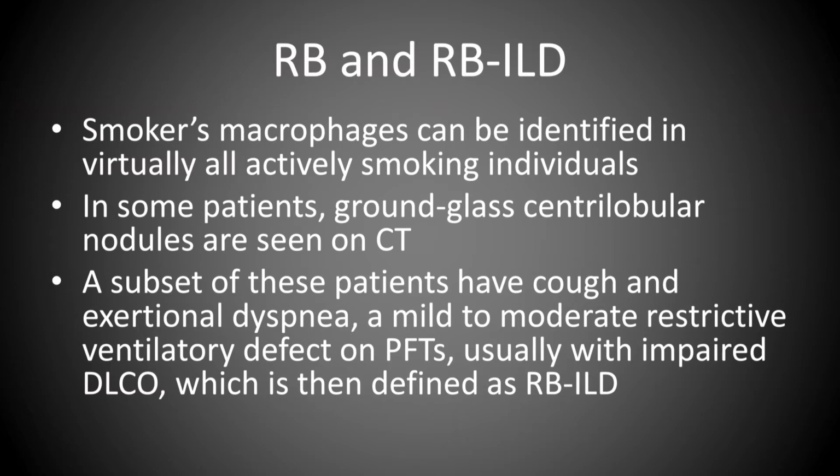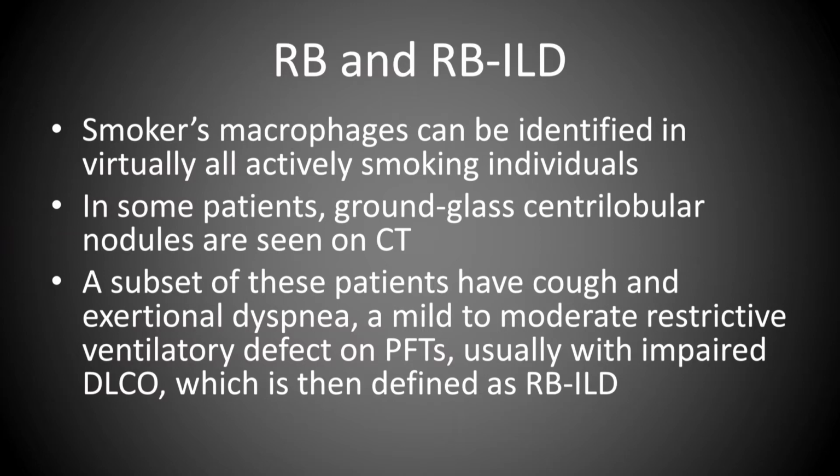They have cough, exertional dyspnea, they have a mild to moderate restrictive ventilatory defect on PFTs, usually an impaired DLCO. And when they have this combination of signs and symptoms and PFT results, and in association with a CT that shows these fuzzy little ground glass nodules in the upper lobes, and in these patients who are typically current smokers, they're going to make the diagnosis of RBILD.